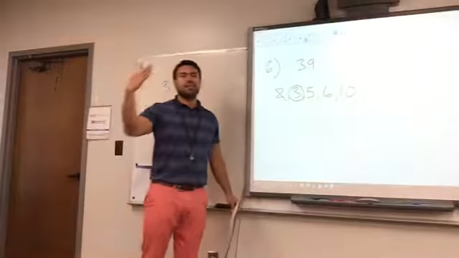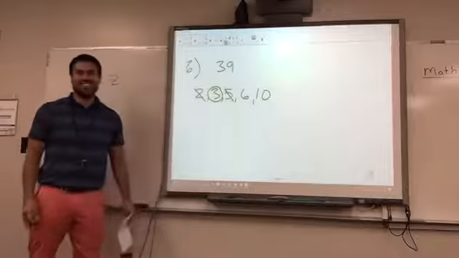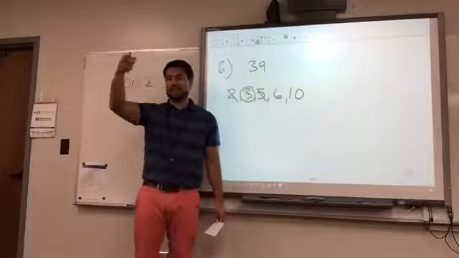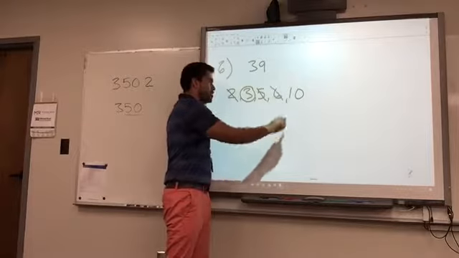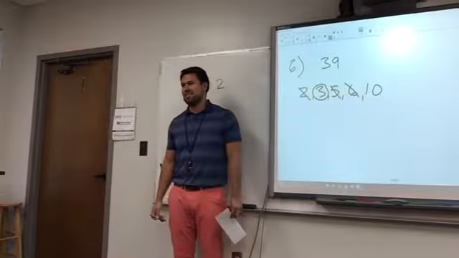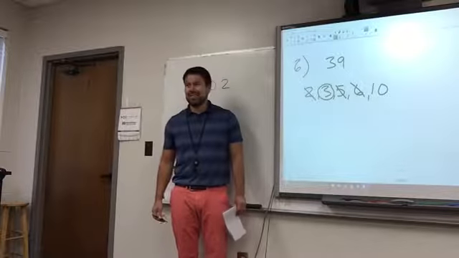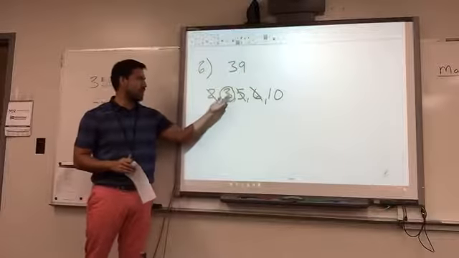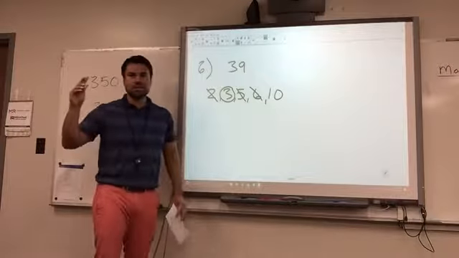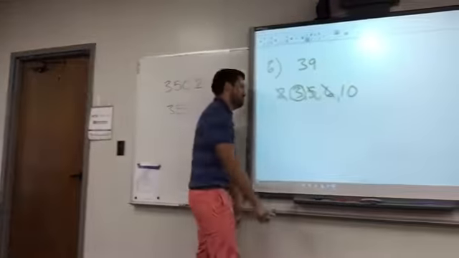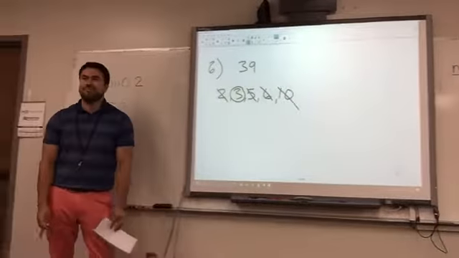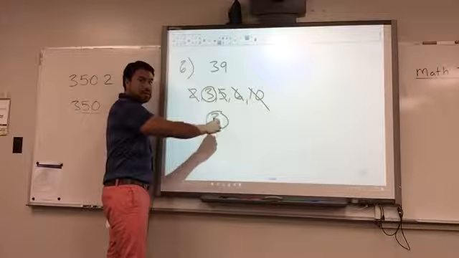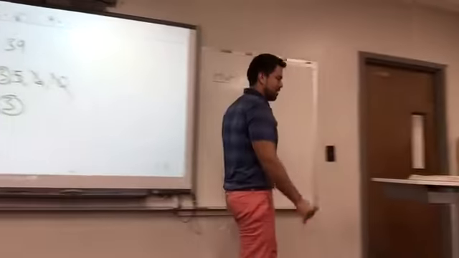By 5? No. Why not, Nick? Because the 1's digit is not 0 or 5. Good. 6? No. Why not, Josh? It doesn't end in a 2, so it's not divisible by 2. Good. Since it's not divisible by 2 and it already was by 3, it can't be by 6. And by 10? No. Why not? Sarah? It has to end in a 0. Good. So it's only divisible by 3. That's all I want on that number. Does that make sense? That was an easy one.